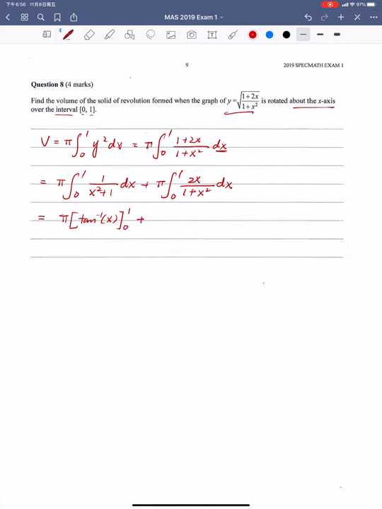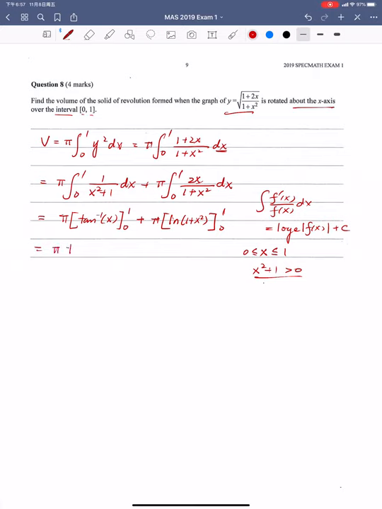And the second one, 2x, is just the derivative of 1 plus x squared. So I'm using f dash of x over f of x. The antiderivative will be log e absolute value f of x plus c. But I'm calculating the definite integral here, so I don't need to include plus c. Natural log 1 plus x squared, because for x greater than 0, smaller or equal to 1, x squared plus 1 is positive. I don't need the absolute value.